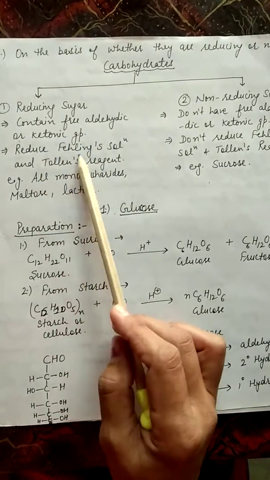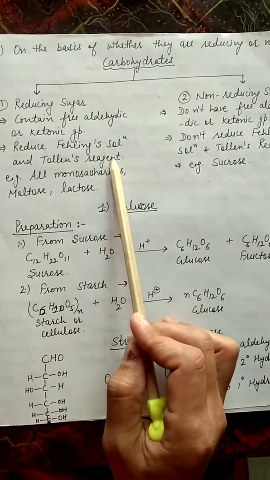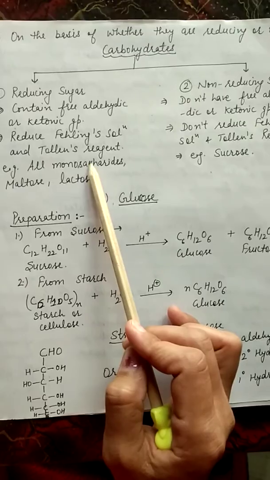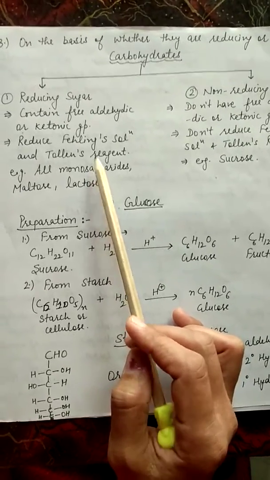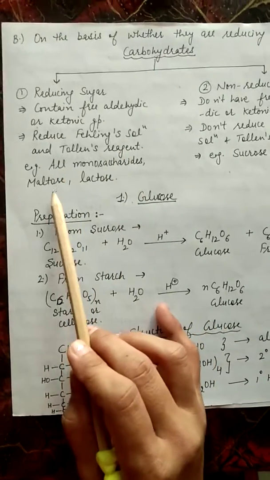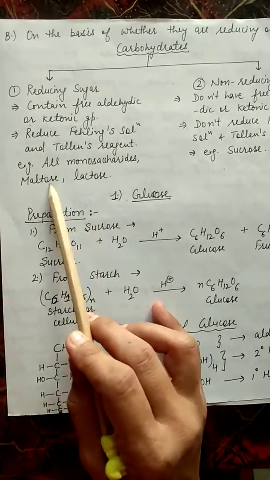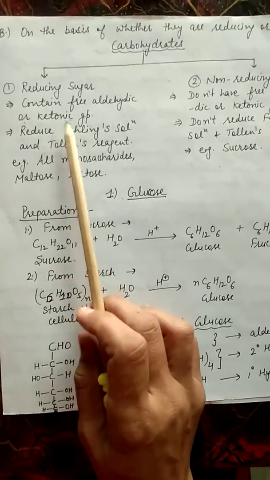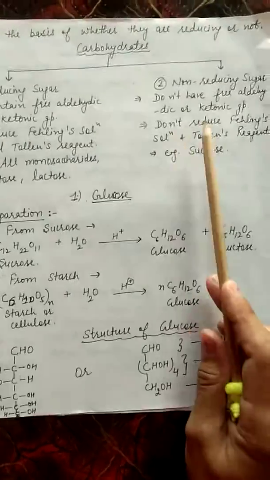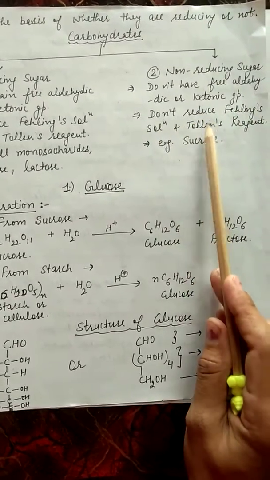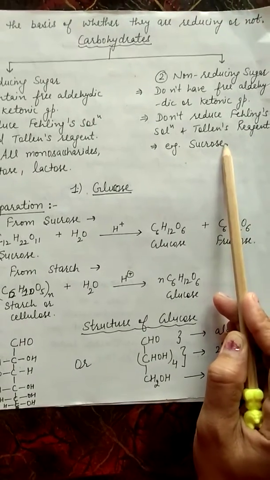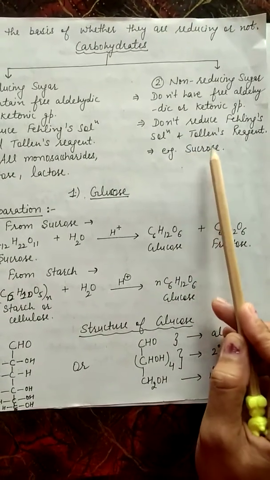The sugars which give both tests, meaning all monosaccharides like glucose, fructose, mannose, and also maltose and lactose, are reducing sugars. Non-reducing sugars don't give the Fehling solution or Tollens reagent test. An example is sucrose.